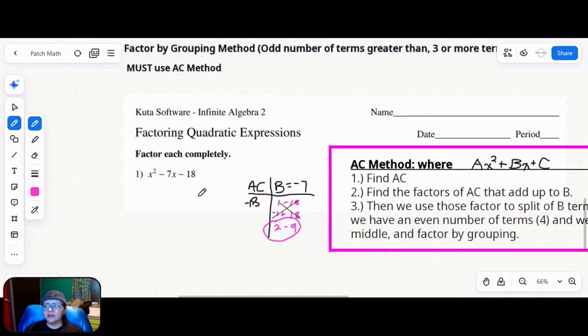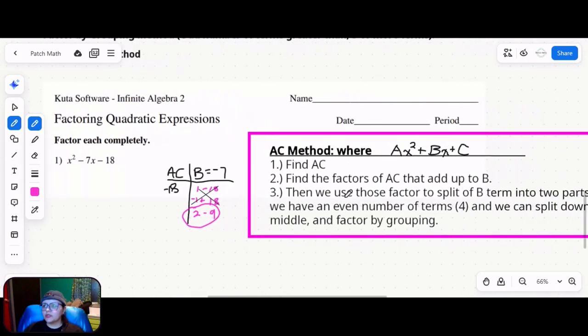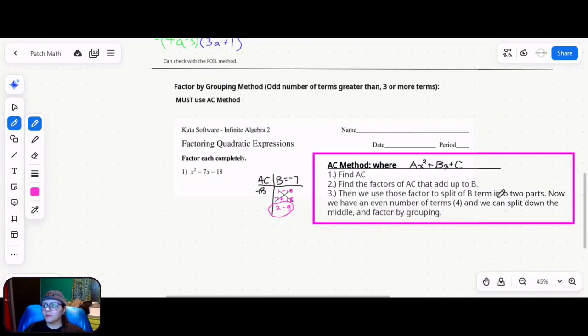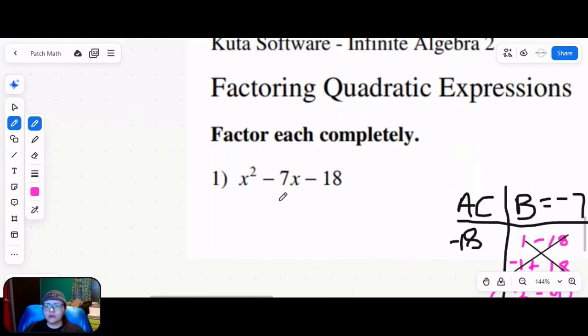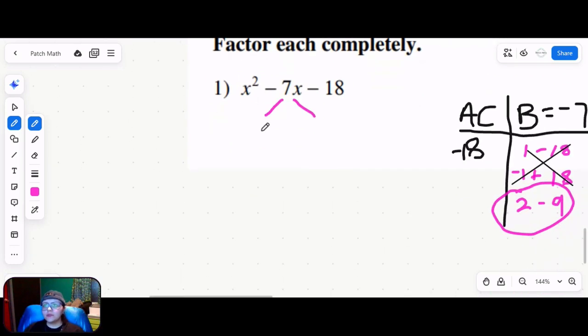Now the reason we want to find the factors of AC that add up to B is that we're going to use those factors to split our B term into 2 parts. So looking here, we're going to split this B term into 2 parts. Everything around it will be the same. And those 2 parts are going to come from these factors.